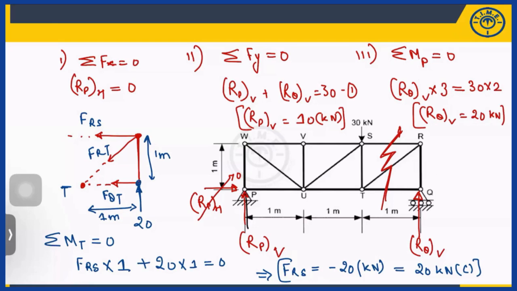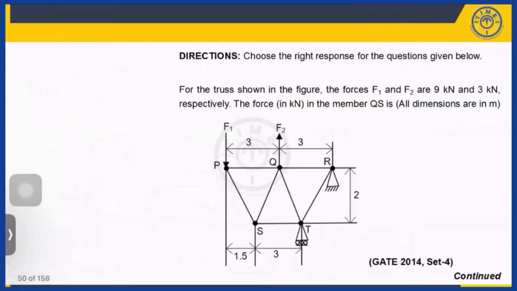Okay, one more question I will discuss so that you will get some confidence. But before that, read this question carefully. For the truss as shown in the figure, the forces F1 and F2 are 9 kilonewton and 3 kilonewton, respectively. The force in kilonewton in the member QS. So you have to calculate the force in member QS.